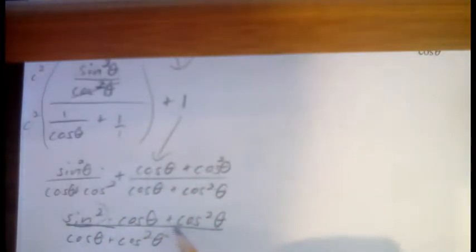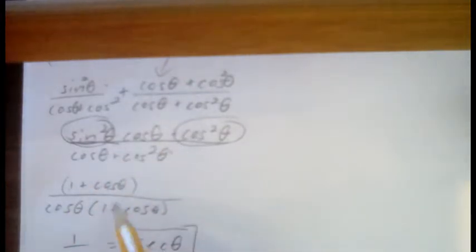So you have sine squared plus cosine squared, and you can see here you have sine squared and cosine squared, which add up together to equal 1. And then this, you can bring it down. So 1 plus cosine, that's the top.